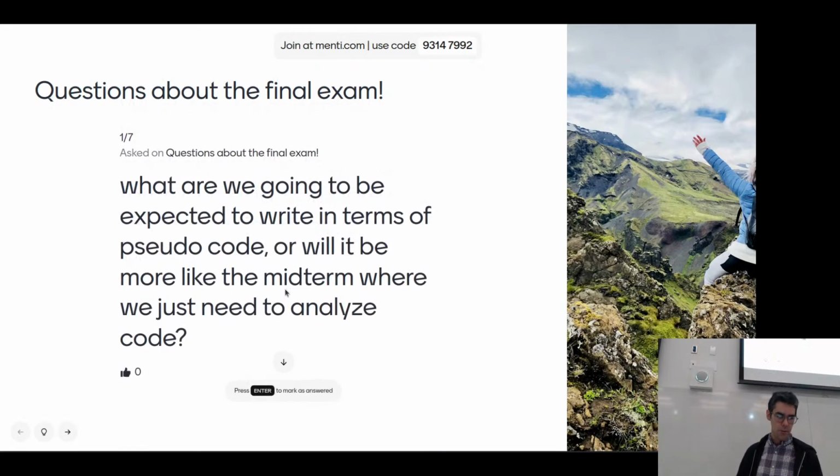What are we expected to write in terms of pseudocode? Yeah, I am not going to ask you to do programming, whether it's pseudocode or C programming. I'm just not going to ask you to do that. So the main thing is going to be about, here's some code, tell me about it. Tell me what it does in terms of modifying data structures in the operating system that represent different parts of the operating system.